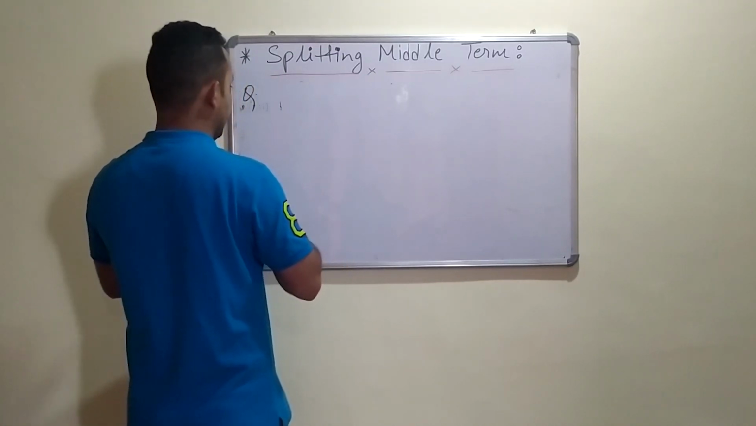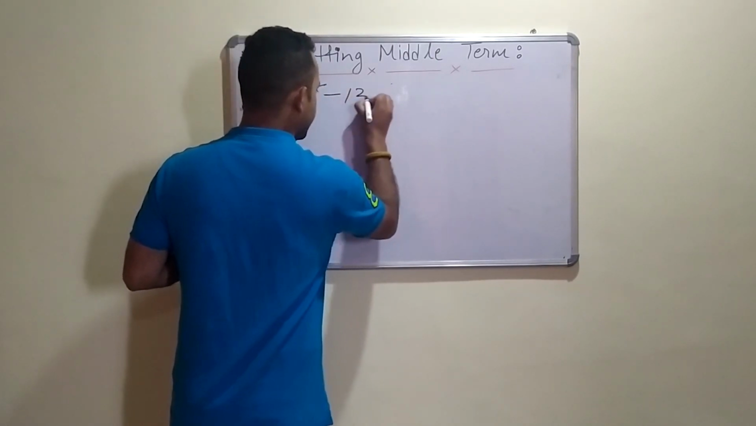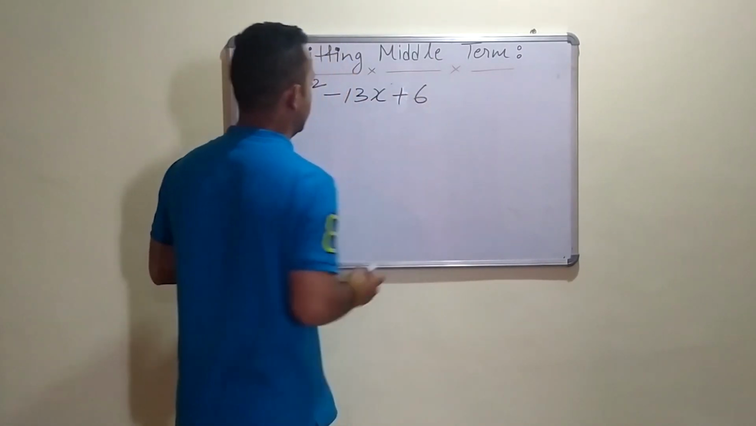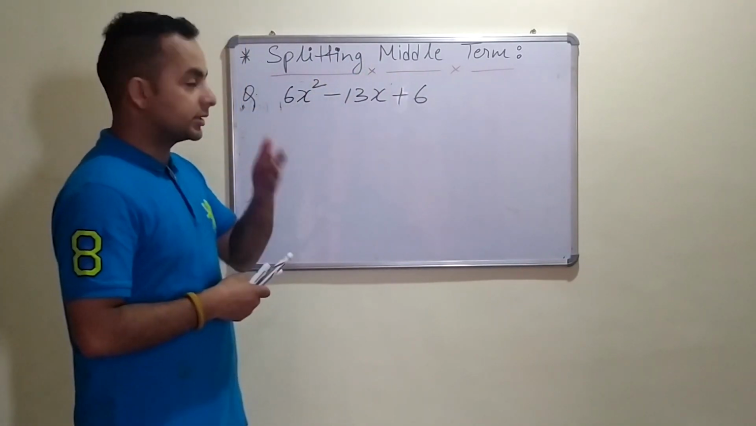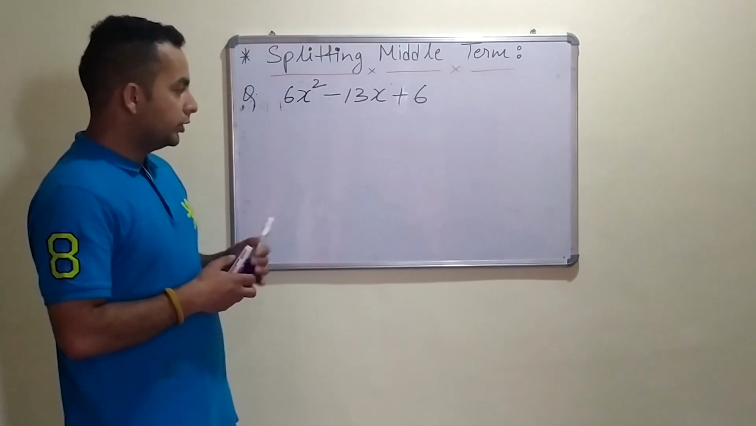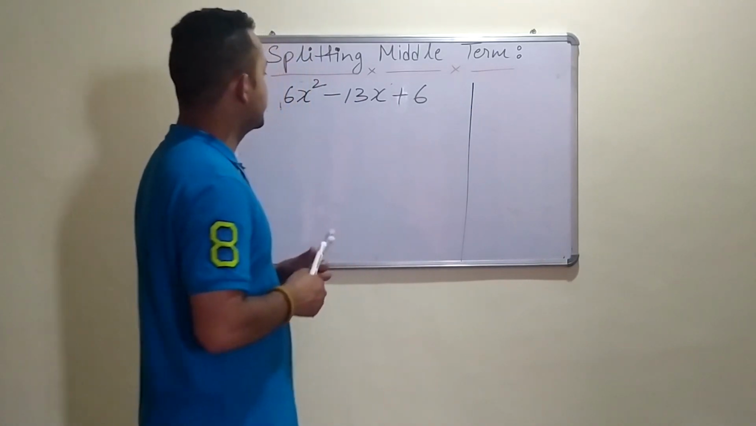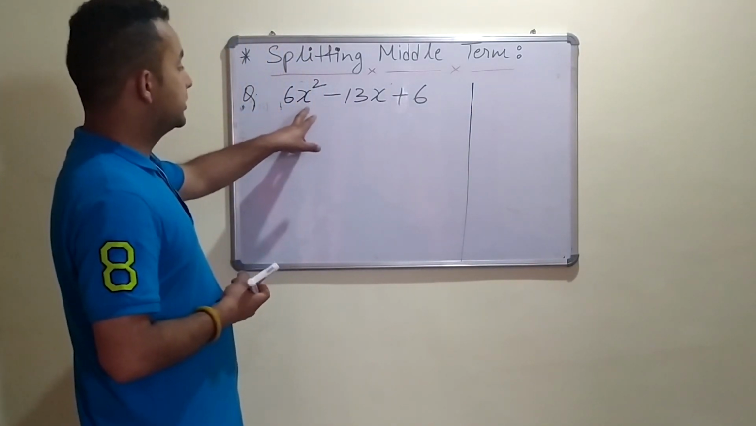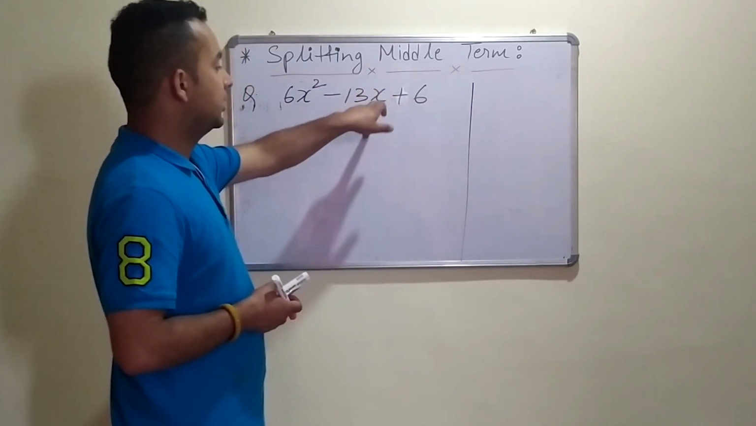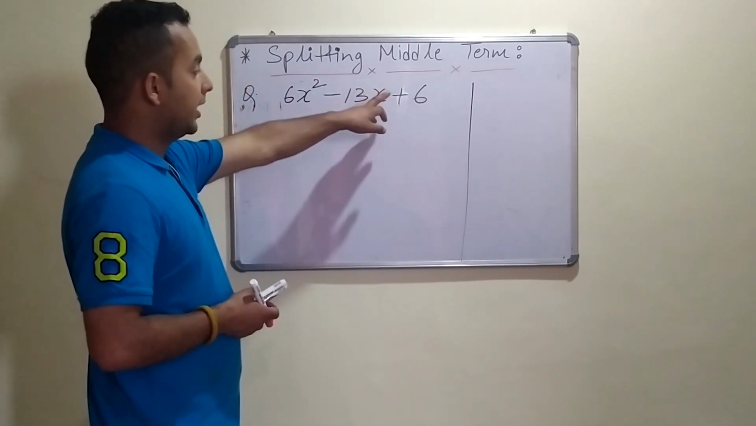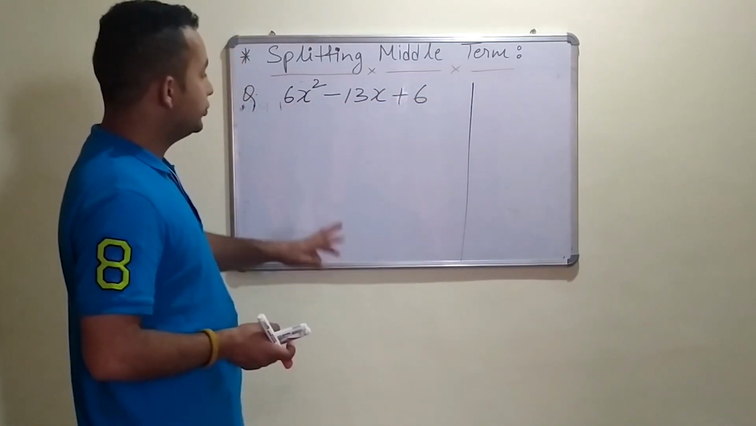Okay class, now second question, suppose I give you 6x squared minus 13x plus 6. Now you're going to factorize this by splitting the middle term. Your first step, as I already told you, is to check whether the highest degree of the variable is 2 or not. Here the variable's highest degree is 2, the next degree is 1, and then the constant number. So now we are going to do what?